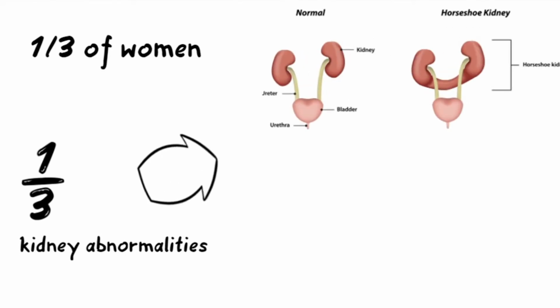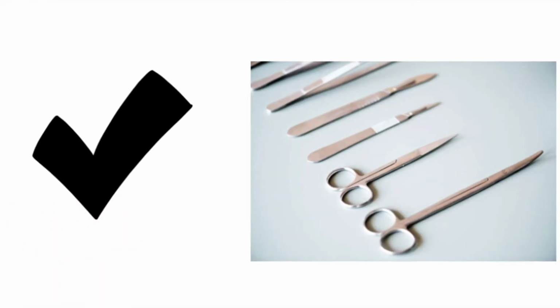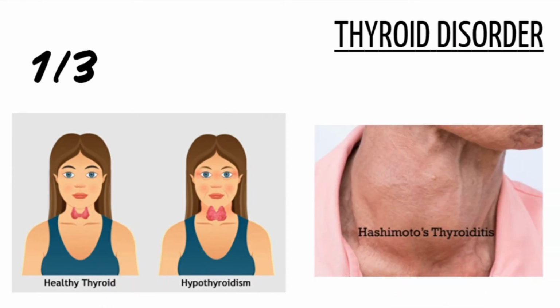About 1/3 of all women with Turner syndrome have one of 3 kidney abnormalities: a single, horseshoe-shaped kidney on one side of the body, an abnormal urine collecting system, or poor blood flow to the kidneys. Some of these conditions can be corrected surgically. 1/3 of all women with Turner syndrome have a thyroid disorder. Usually it is hypothyroidism, specifically Hashimoto's thyroiditis. If detected, it can be easily treated with thyroid hormone supplements.